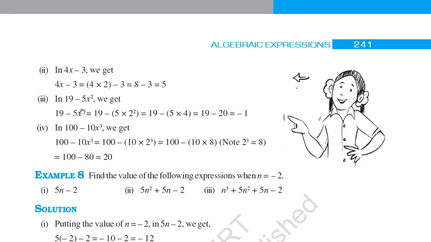Similarly here also we'll put the x value in the place of x, so we'll get 2 square, so 2 square is 4, so 4 into 5 is 20, minus 19, minus 20 is equal to minus 1. Very easy. Now 100 minus 10x cube, so 2 cube is 8, so 8 into 10 is 80, 100 minus 80 is 20. So you can see here they have solved it. You can do it like this also. 100 minus 10x cube is equal to 100 minus 10 into 2 cube. So we know that 2 cube is 8. So 100 minus 10 into 8, so we can do that. 100 minus 80 is equal to 20.